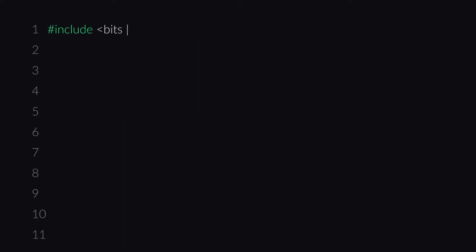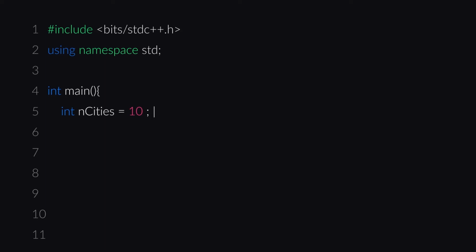Let's start by creating a data structure for this problem. We have 10 cities. For now, I'm going to explicitly write 10 here. Later on, when we solve this problem, we can work on generalizing it so that it works for any number of given cities. This problem has two important sections. One is definitely the DFS algorithm, and the other one is this line, the data structure for this problem.